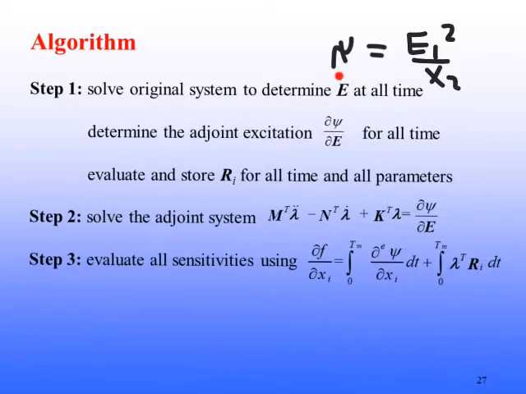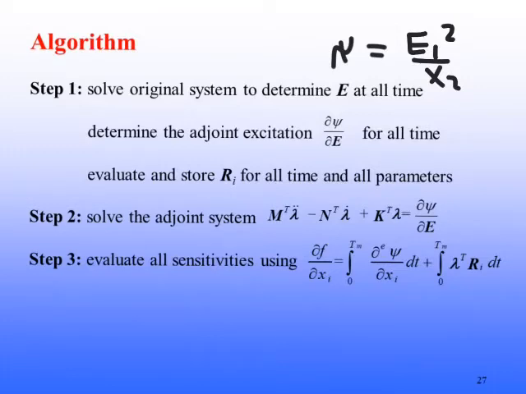So once you have E, once you have the vector of your original responses, you can calculate the excitation of the adjoint problem, partial psi partial E. And then you can calculate each residue, because the residues require the vector E and its sensitivities. Okay?